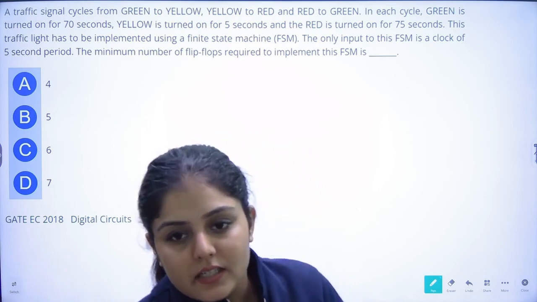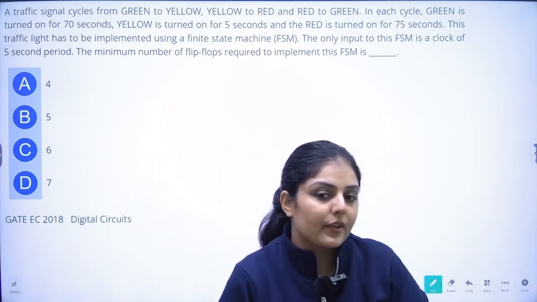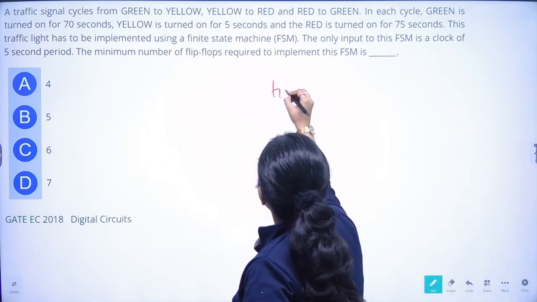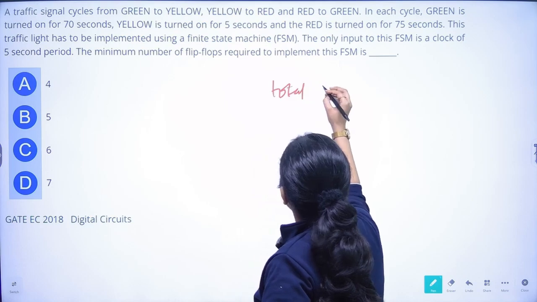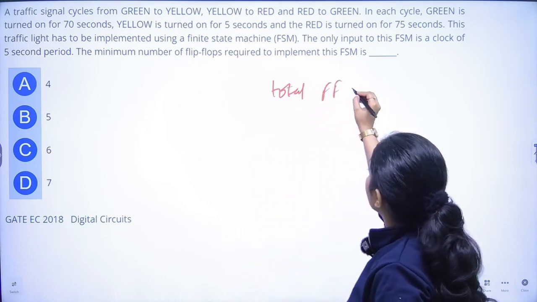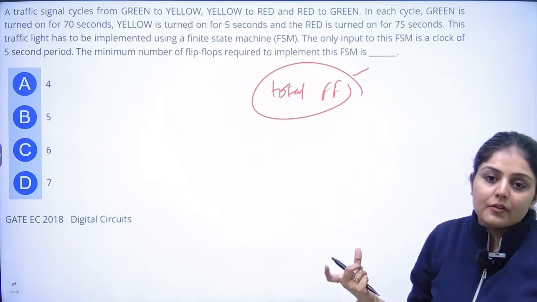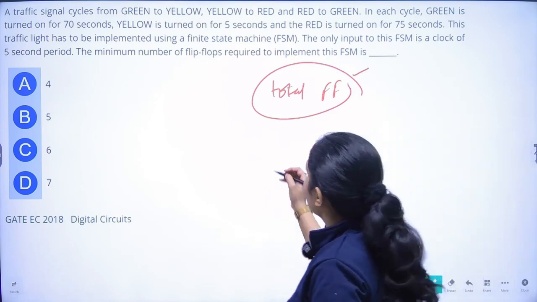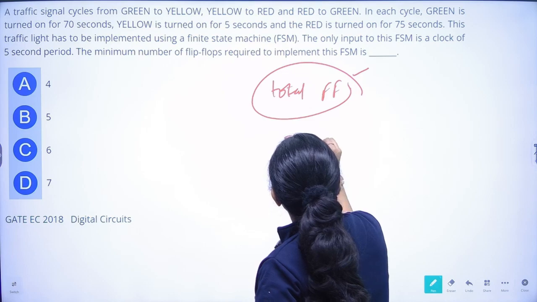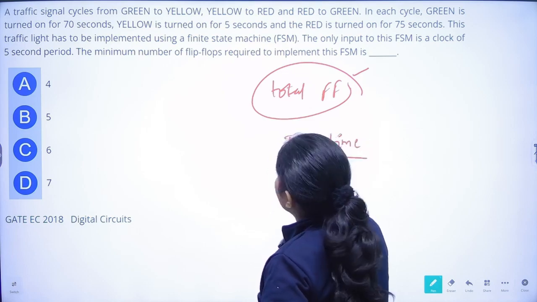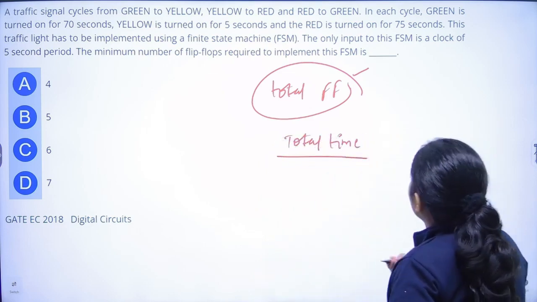So now they are asking for the total number of flip-flops required for the FSM. In order to find out the total flip-flops, we have to find out the total time. So how will we find the total time? That will be the total time divided by the time period.